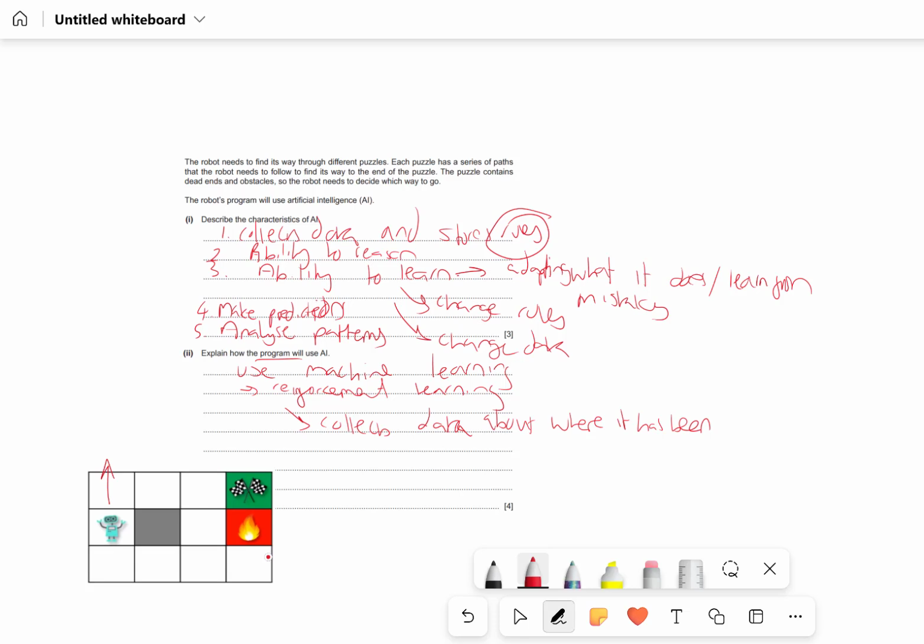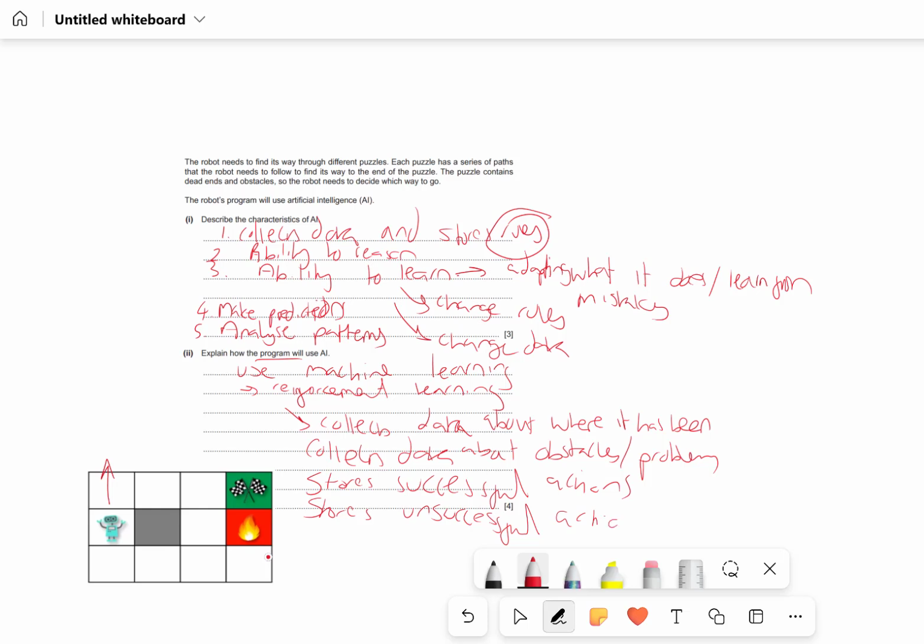So it'll collect data about where it's been, but it also collects data about obstacles or problems. It remembers, so it stores successful actions. That's how it grows. Stores unsuccessful actions. So it remembers that moving this way isn't going to work. It remembers moving this way isn't going to work, so it's going to try this way. It's got further, but it still hasn't worked. So next time, it's going to try that way, and then that is an obstacle, a problem, which will have to be collected and then stored.